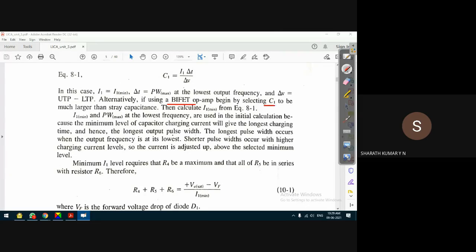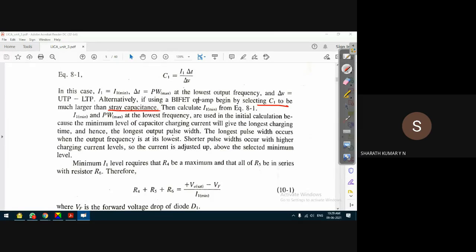Another factor to be considered is using a FET op-amp. By selecting C1 much larger than, okay, what happens in this concept, we have not studied, guys. The stray capacitance concept we have not studied in our course. It was there in the earlier syllabus. I don't know what to comment at this point for a FET op-amp, since we have not studied stray capacitance. If I start discussing stray capacitance, one hour is not sufficient, so don't bother at this stage.